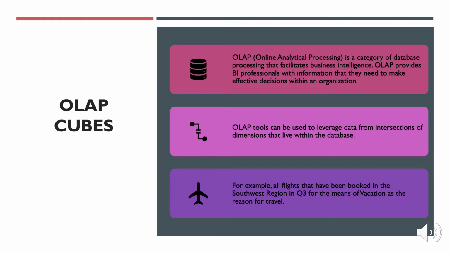Next, we have OLAP cubes, or online analytical processing, which is a category of database processing that facilitates business intelligence. OLAP provides BI professionals with information that they need to make effective decisions within an organization. OLAP tools can be used to leverage data from intersections of dimensions that live within the database. For example, we can grab all the flights that have been booked in the Southwest region in quarter 3 for the means of vacation as the reason for travel.